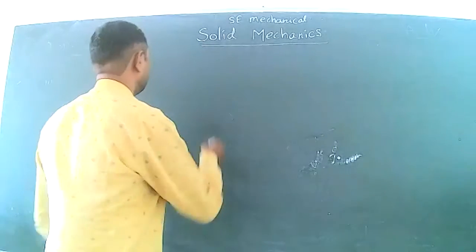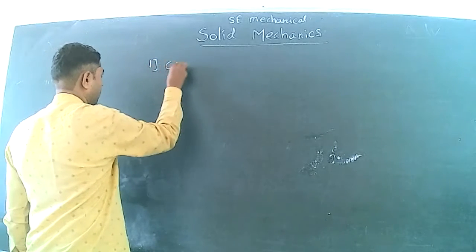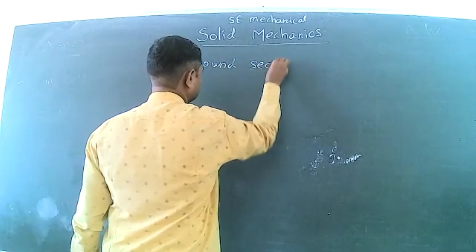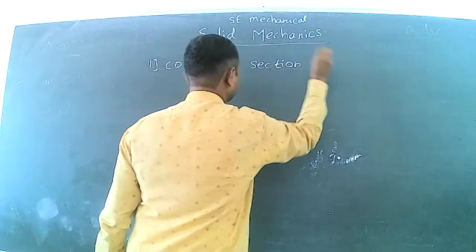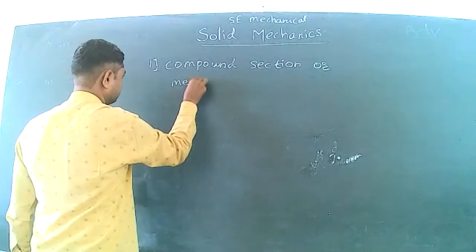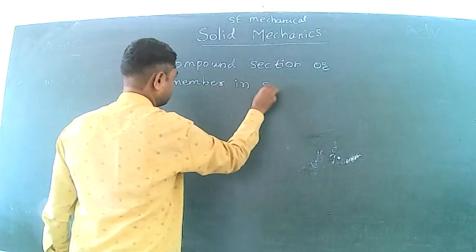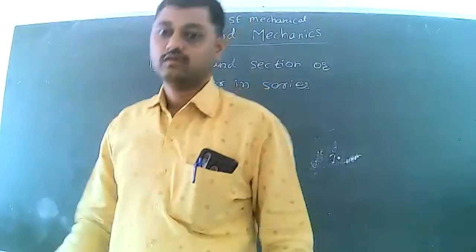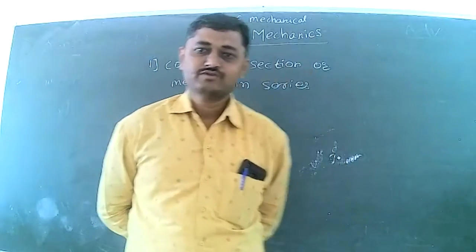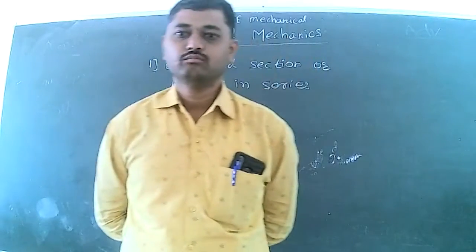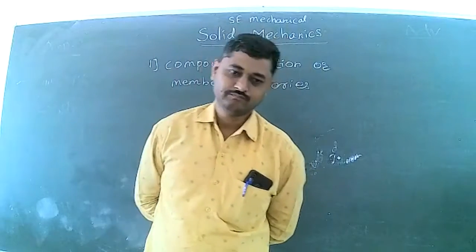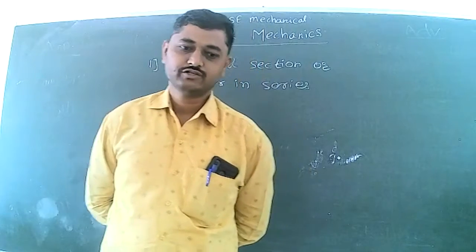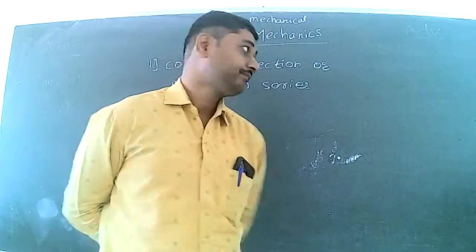Compound sections are members in series. So compound section means what? If two or more members of the same material are connected together and subjected to some loads, the combination of this is called a compound section.